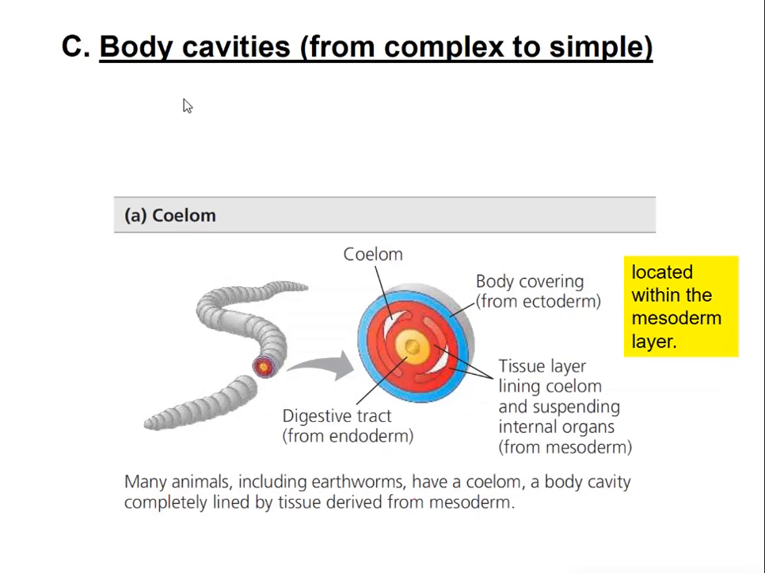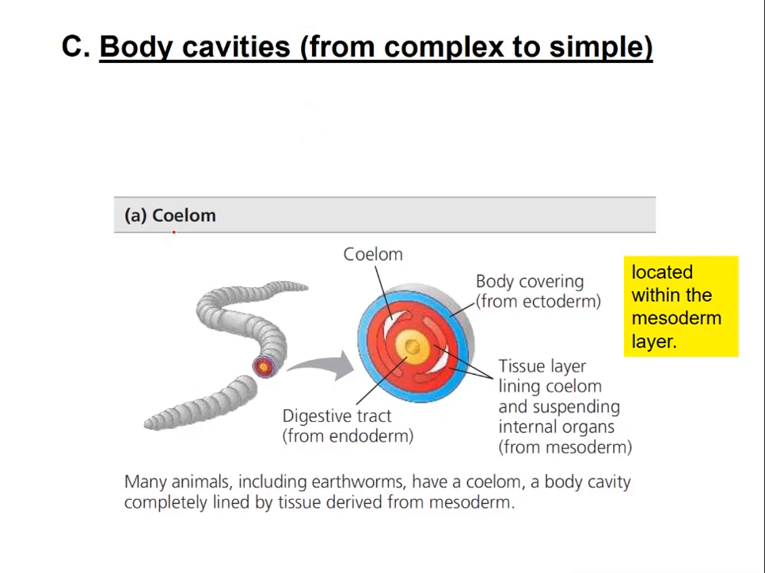Okay. Next. Remember, some animals have tissue, and then we have to look at the layers of tissue. Some have two layers of tissue. Some have three layers of tissue. Okay. Next, we are going to look at the body cavity of the animals, from complex to simple.